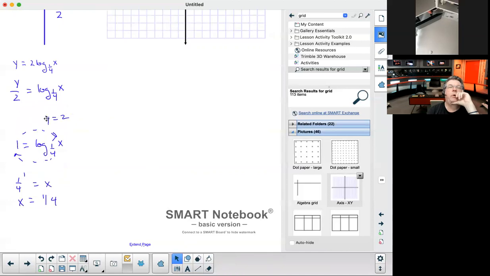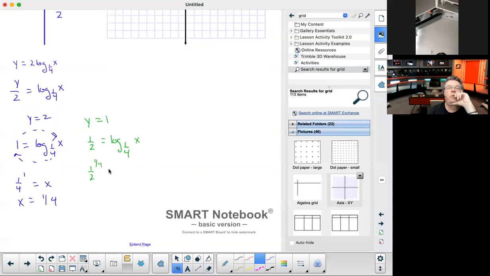Okay, so this is for y equals 2, right? And so now if we do y equals 1, then we get 1/2 equals log base 1/4 of x. And do you agree that 1/2 to the 1/4 power is equal to x? Yes. So that's the 4th root of 1/2.